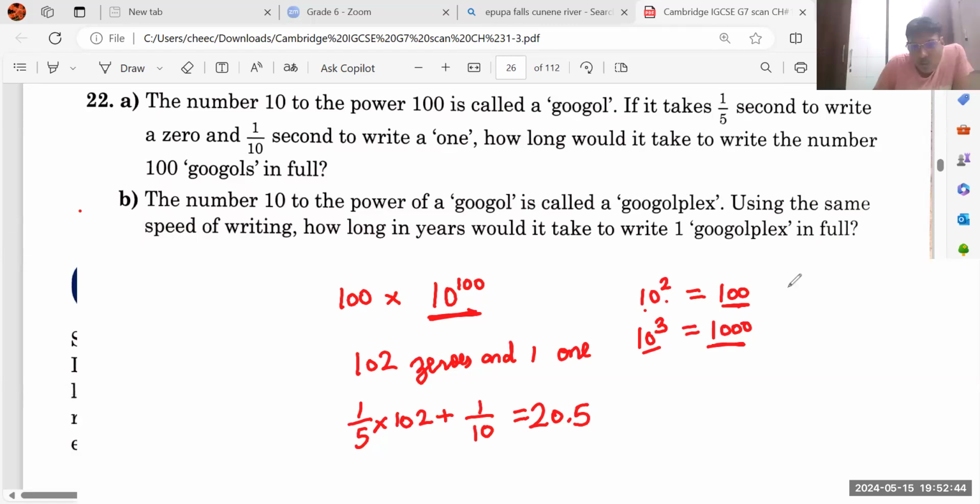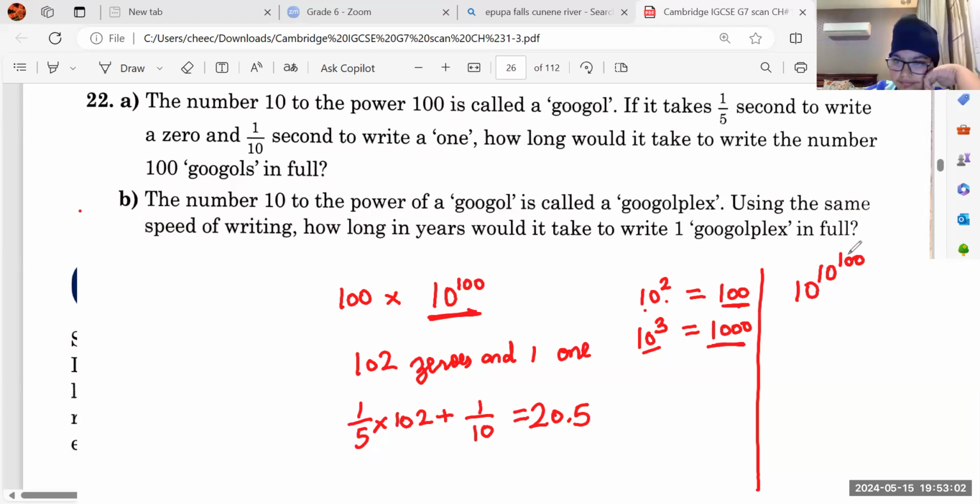The question is 10 to the power of Google is called a Googleplex. So what is Google? So we have 10 to the power of 10 to the power 100. Do we understand, guys? Yes, sir. So how many zeros will this have? 1000 zeros, I think.